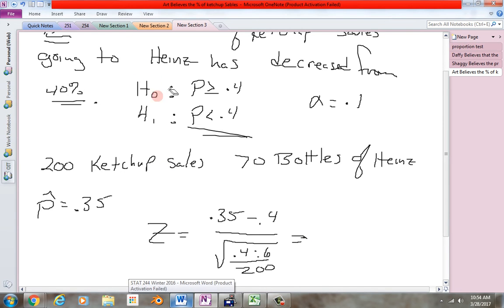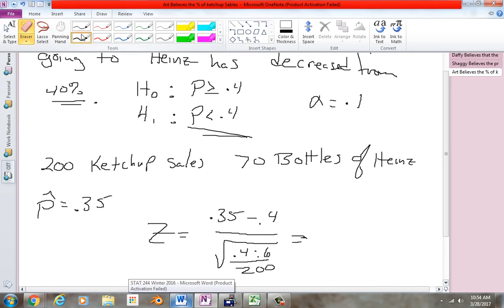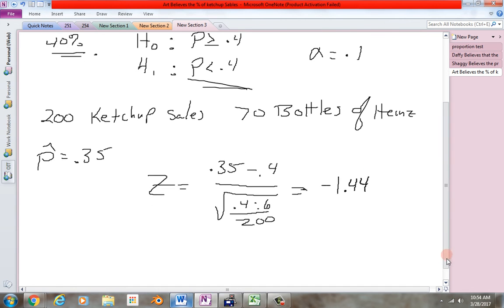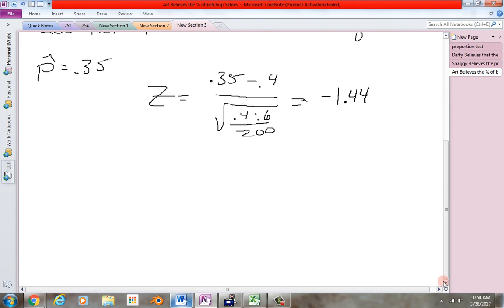So I think my other pen, I can just push a button. I don't have to come up here and do all this routine. Negative 1.44. Interesting.